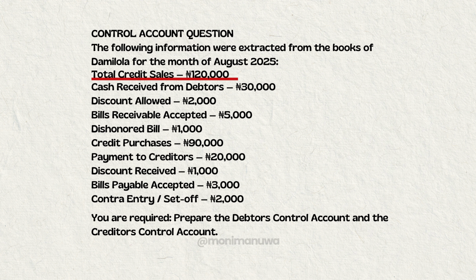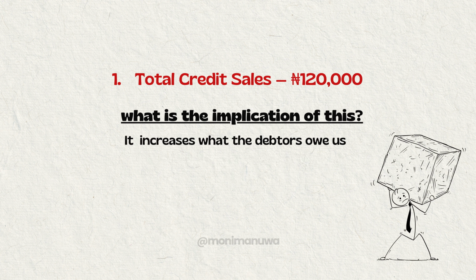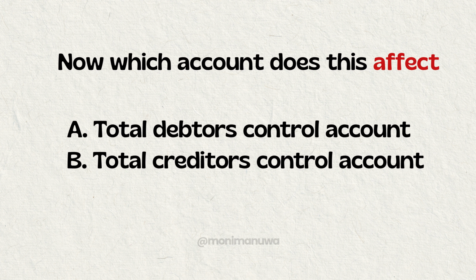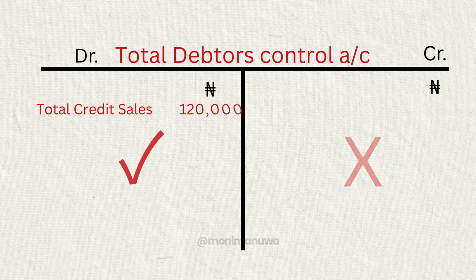First transaction, total credit sales, 120,000 naira. It means goods were sold to customers on credit, not for cash. That increases what our debtors owe us. Now, which account does that affect? Exactly, the debtors control account. Pause for a moment. Which side do you think will post it? Yes, debit side, because the amount owed to us by customers has increased.